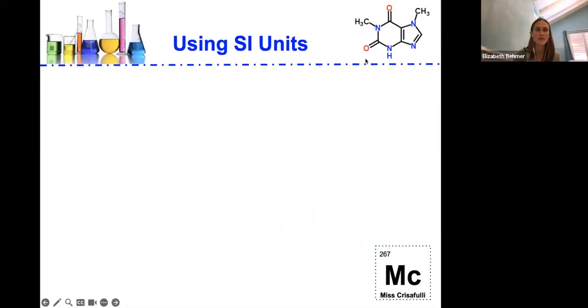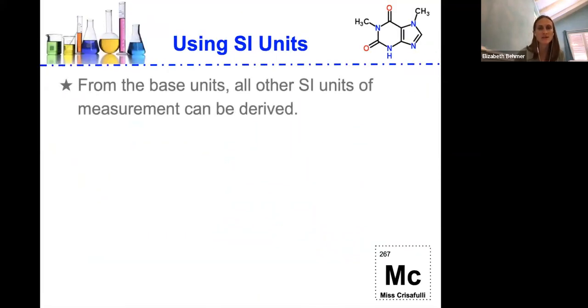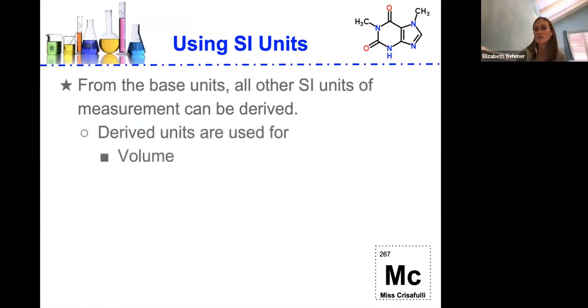So as we move forward, there are 7 base units, and from the base units, all other SI units of measurement can be derived. Derived units are used for volume, density, pressure, and so forth.